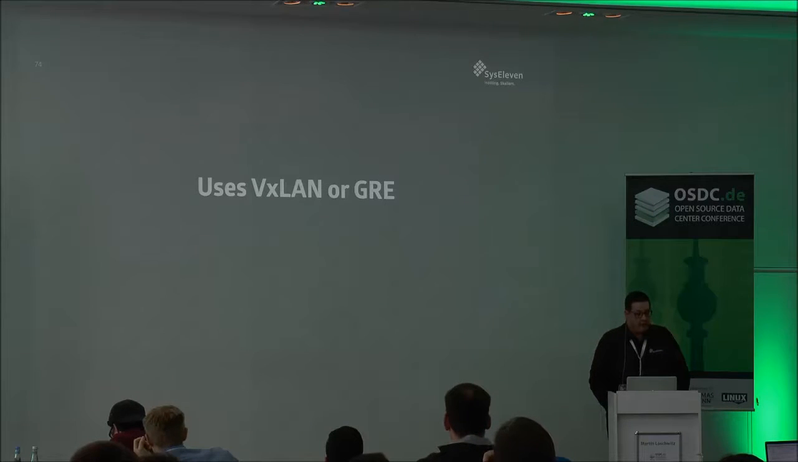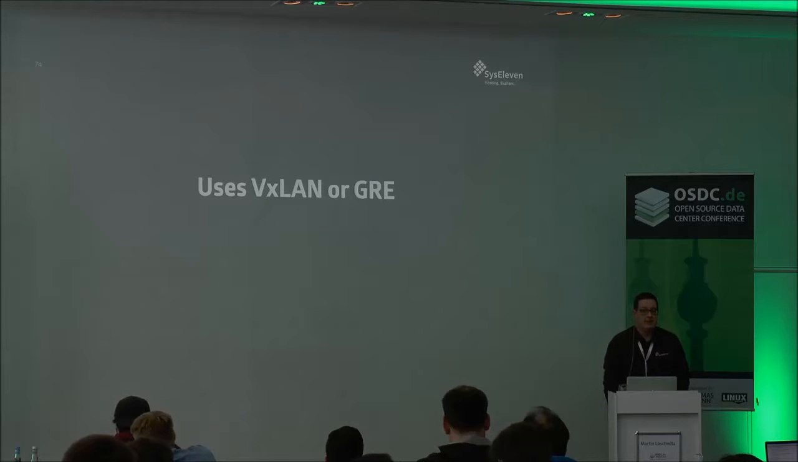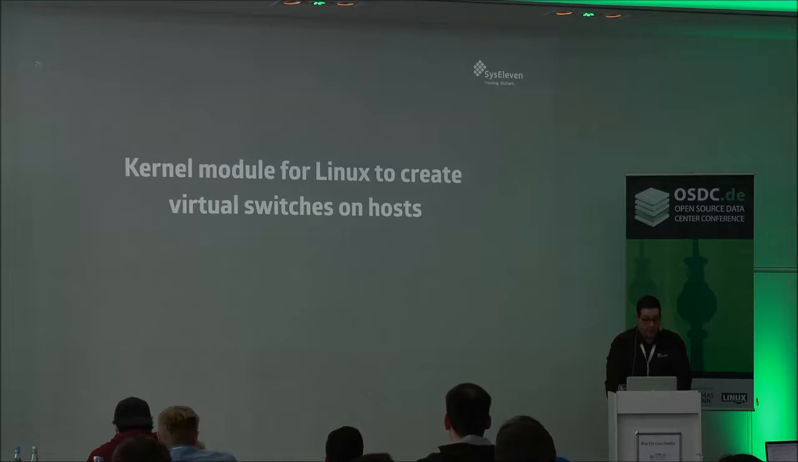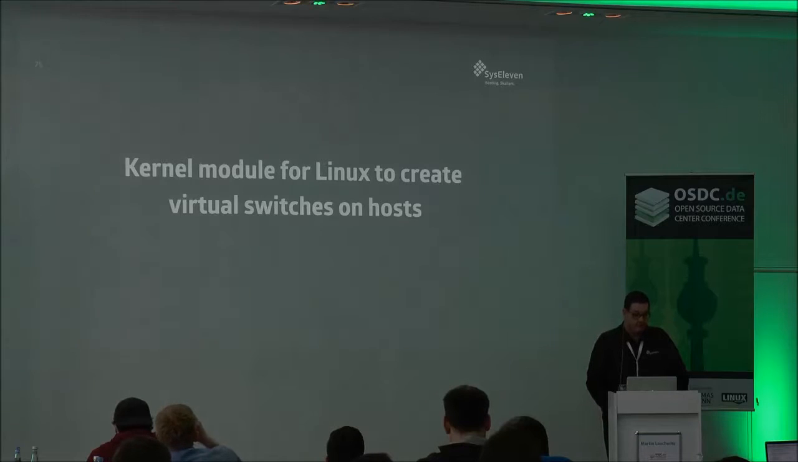OpenVSwitch, as already mentioned earlier, uses VXLAN or GRE. Is anyone in the room not familiar with what GRE actually is? Okay, so GRE is generic routing encapsulation, and it really is just an encapsulation protocol for standard Ethernet links. It's an encapsulation protocol that does not do any encryption, actually. I think that's the best way to describe it. I've already mentioned the kernel module. The kernel module is used to create virtual switches on the individual hosts.